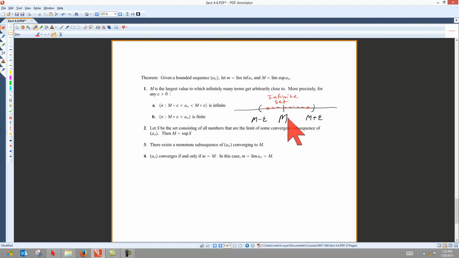And because M was the limit superior, it's the largest value I could do this for. I know that though there might be a few guys out here, this is a finite set. The set of stuff bigger than M plus epsilon is finite, no matter which epsilon I pick. And then down here, we don't know. And actually we don't care, because the limit superior is talking about how big this number M can get.